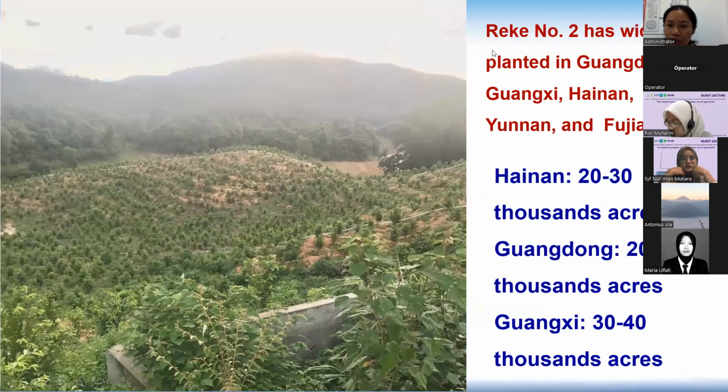And now look, number 2 agarwood trees have been widely planted in Guangdong, Guangxi, Hainan, Yunnan, and Fujian. And in Hainan 20 to 30,000 acres have been planted. Guangdong is also the same. And Guangxi is 30 to 40,000 acres.